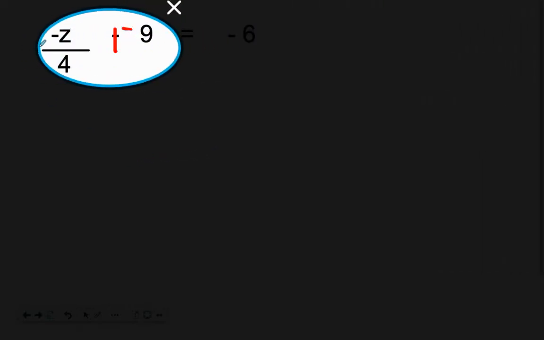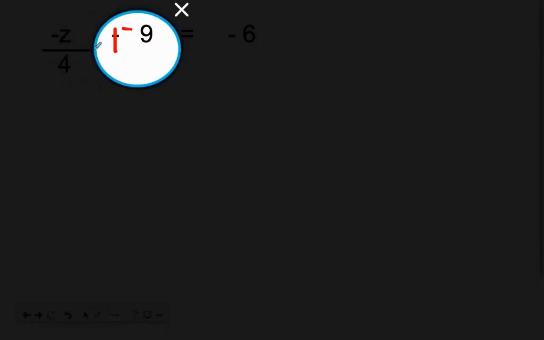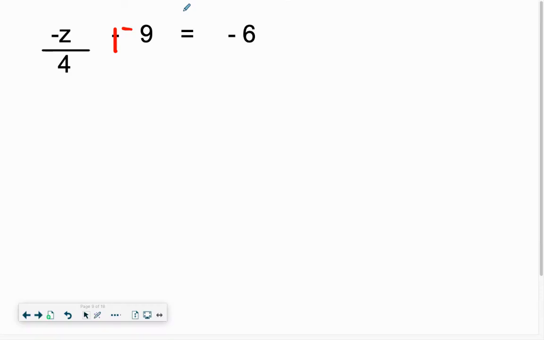We want that negative z over 4 all by itself. To do that, we got to get rid of adding a negative 9. So step 1 that you and I have, step 1 is to add something. I'm going to add a positive 9 because the negative 9 and the positive 9 cancel.